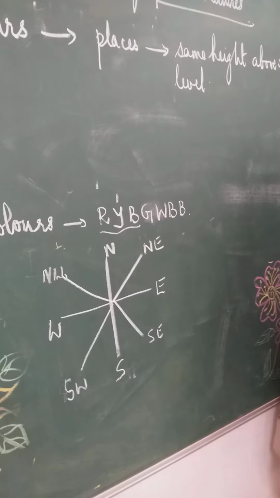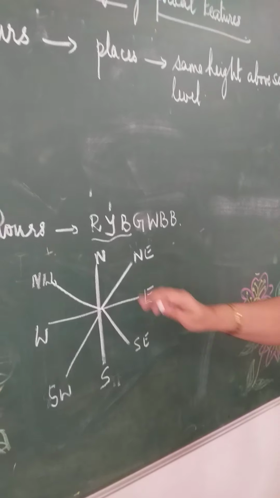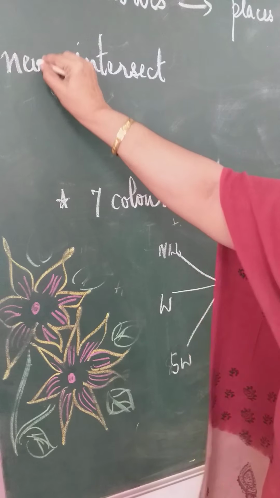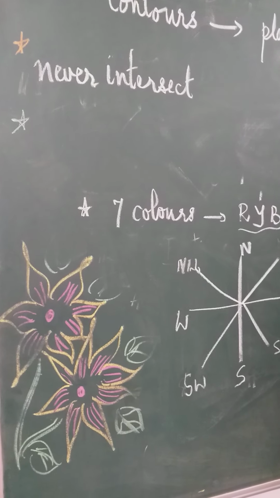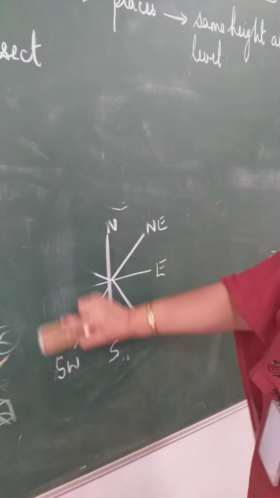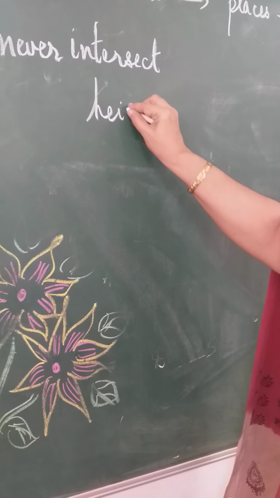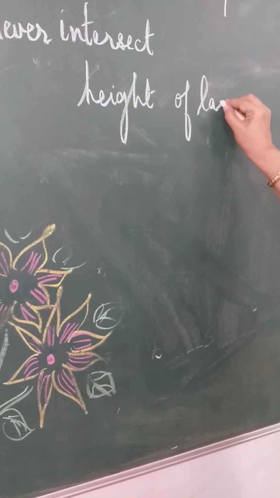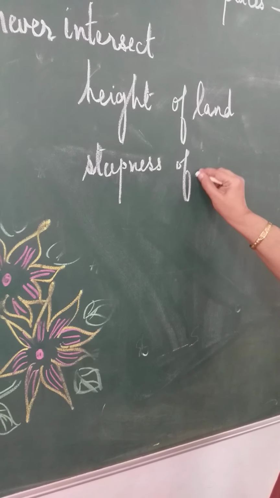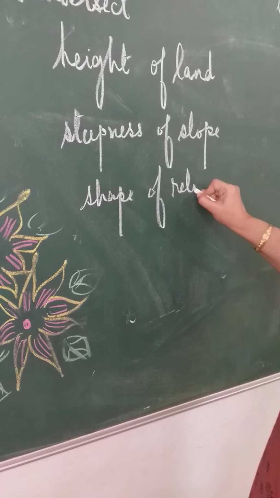Contours, imaginary lines depicted in brown. These are joining places having the same height above sea level. Apart from this, please remember that contours never intersect. They do not intersect. They are depicted in brown. And the next factor we learn is, what do contours depict? They tell us more about three major parts of the relief feature. One, it will tell you about the height of the land. Second, it tells you about the steepness of the slope, and it tells you the shape of the relief feature.